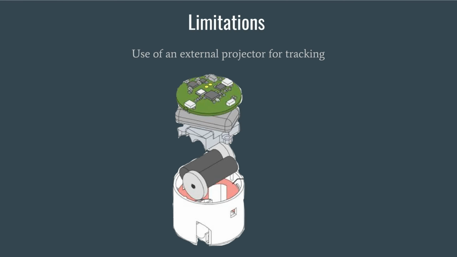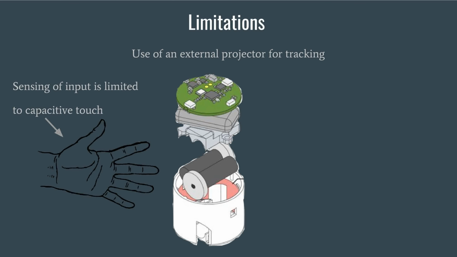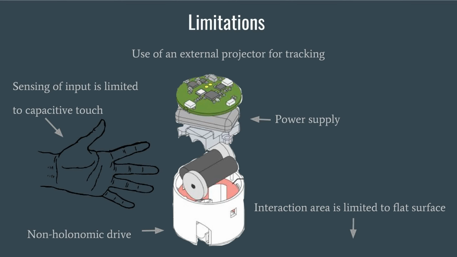Zooids' first limitation is that they have an external projector for tracking, adding cost and additional hardware that impedes their scalability. Additionally, sensing of input is limited to capacitive touch, so only sensors touching a user's hand will be activated. As size decreases, the power supply decreases and becomes problematic. Zooids have a non-holonomic drive, meaning that they cannot move freely in 2-dimensional space, and instead must turn to a specific heading, like a car. Finally, the interaction area is limited to flat surfaces with a minimal amount of traction.